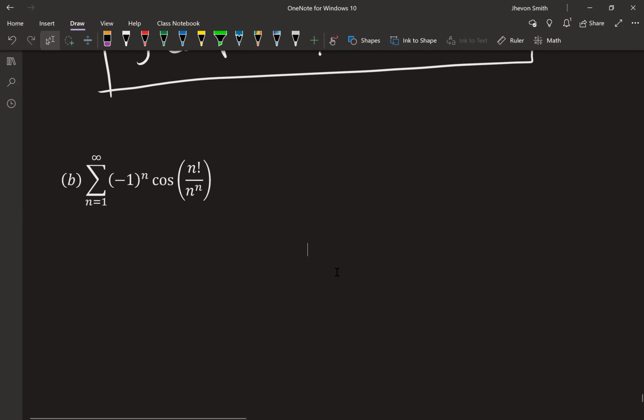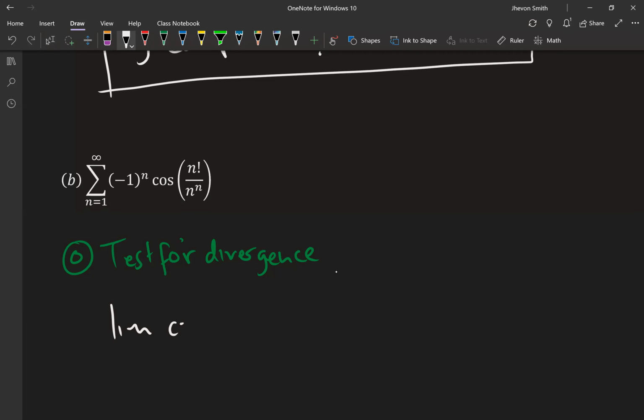Test for divergence. Okay, so 0th step, test for divergence. So here, what I would do is take the limit as n is approaching infinity. Now the -1 to the n I can essentially ignore, because I really care about whether or not this hits 0. So if it's going to hit 0, the -1 to the n isn't actually going to matter. So I can ignore the -1 to the n when I'm doing the test for divergence.